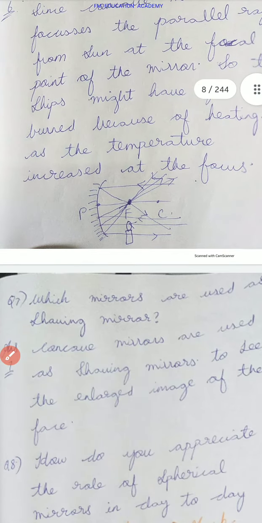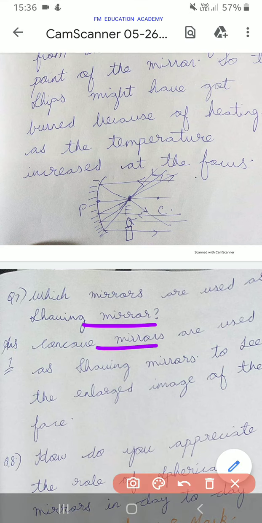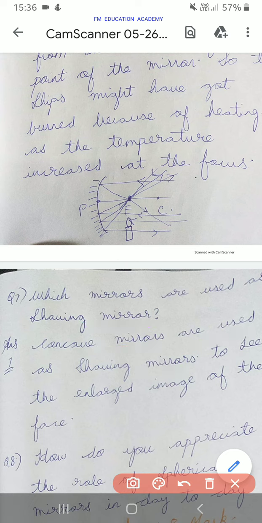Which mirrors are used as shaving mirrors? So again, in shaving mirrors, which mirrors are used? Concave mirrors are used as shaving mirrors to see the enlarged image of the face. Only in rear view mirrors, convex mirrors are used. But in all other applications, concave mirrors are used.